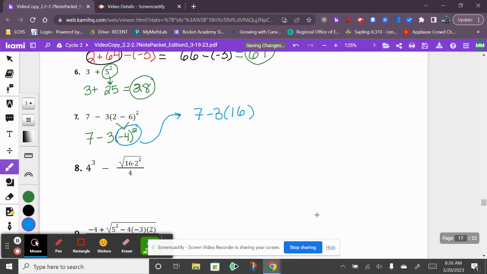Okay, the only things that I have left are subtraction and multiplication. Multiplication comes first. So I'm going to have 7 minus 48. And now there's only one operation left. 7 minus 48 gives us negative 41.